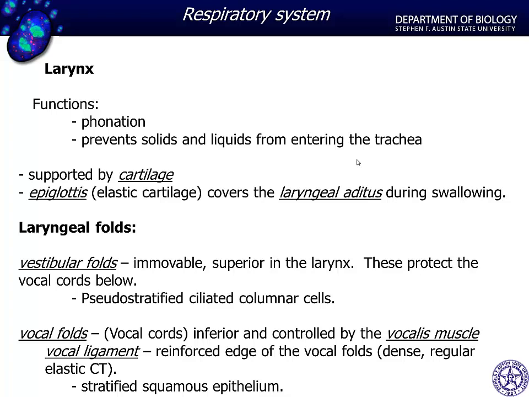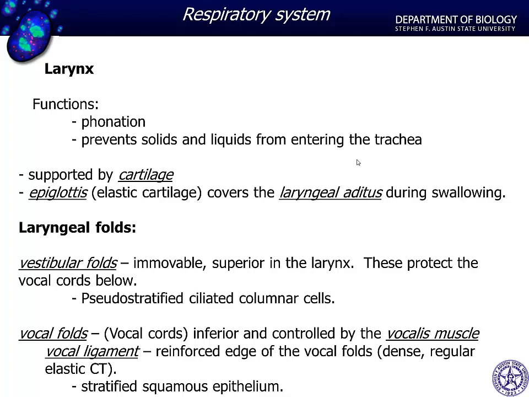But we also have the epiglottis at the top, and the epiglottis is going to cover over what some refer to as the laryngeal aditus. You can also refer to this as the glottis, the opening of the trachea itself. So it's going to cover over the trachea so that it creates almost like a ramp for solids and liquids to flow past this laryngeal aditus and into the esophagus.